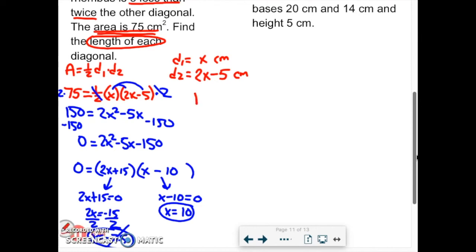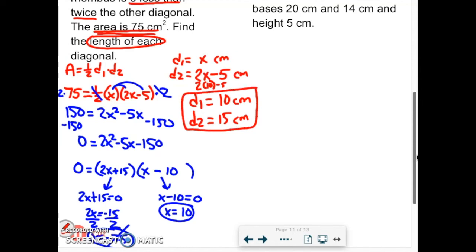So I know that diagonal 1 is just x. So I know that diagonal 1 is 10 centimeters. Diagonal 2, I'm going to plug in 10 here. So 2 times 10 minus 5. That's 20 minus 5, or 15 centimeters. So that's a very, very high level question just because of the amount of steps and just because of the way that they had us approach it. They gave us the area first and asked us to work backwards a little bit. And then the algebra was set up to be a little bit mean to us.